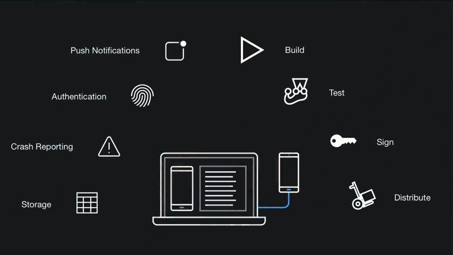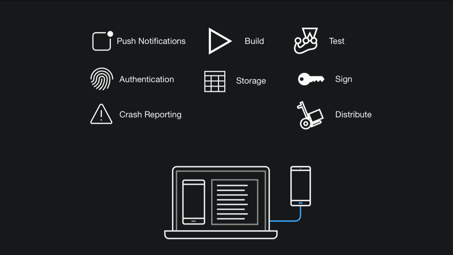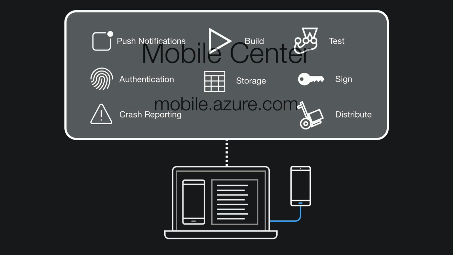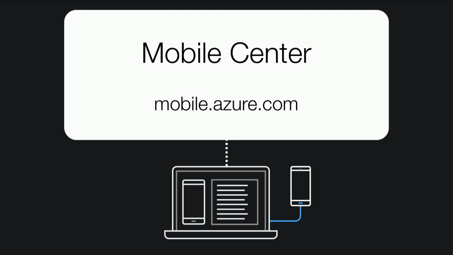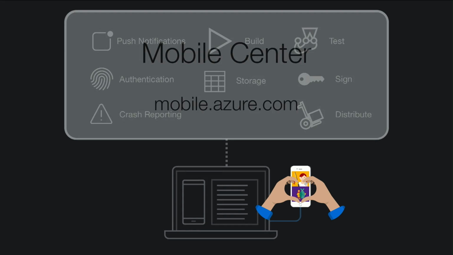And this is not just it. There are a bunch of other things that you really need when you're writing a mobile application. You need push notifications, authentication, crash reporting, and storage. We did realize that, and this is painful. And what I've been working on for the last 1 year is putting it all together, and we released a product called Mobile Center. Mobile Center is live right now at mobile.azure.com, and it's a full end-to-end DevOps workflow for you to deliver apps that your users love.